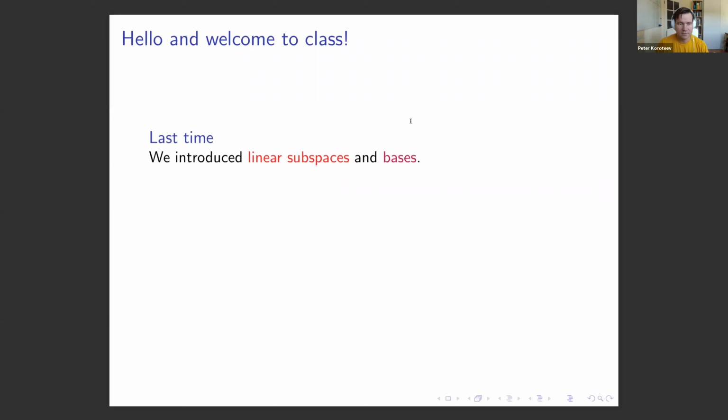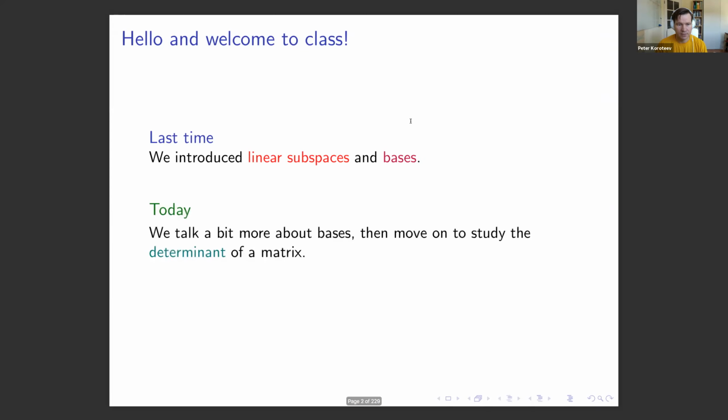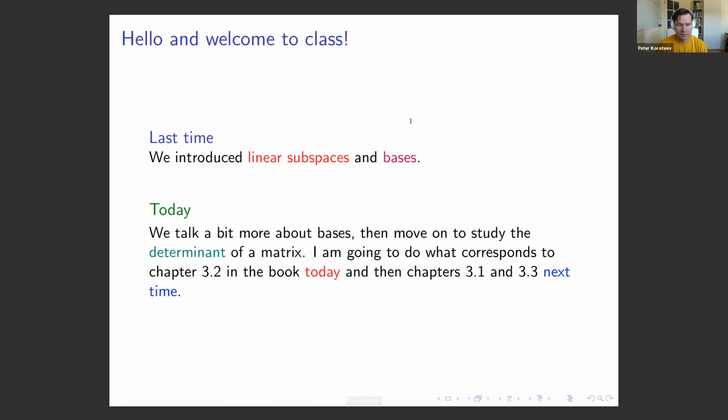In the previous video, we introduced linear subspaces and bases. Today we'll talk a bit more about the bases and then move on to study the determinants of a matrix. In the book, it's chapter 3.2, and then the next video will be chapters 3.1 and 3.3.